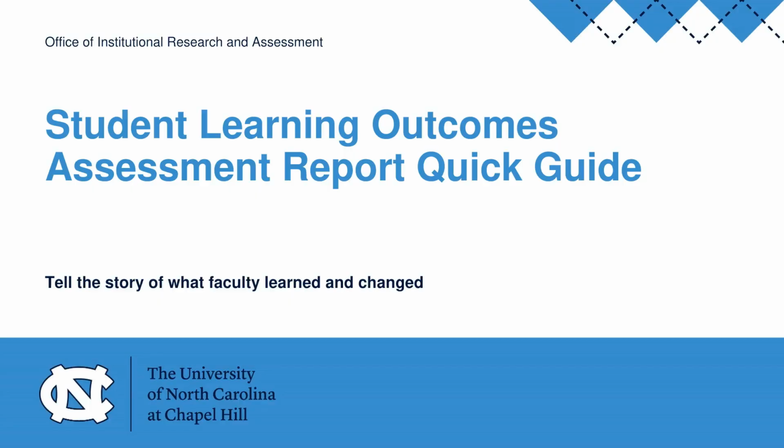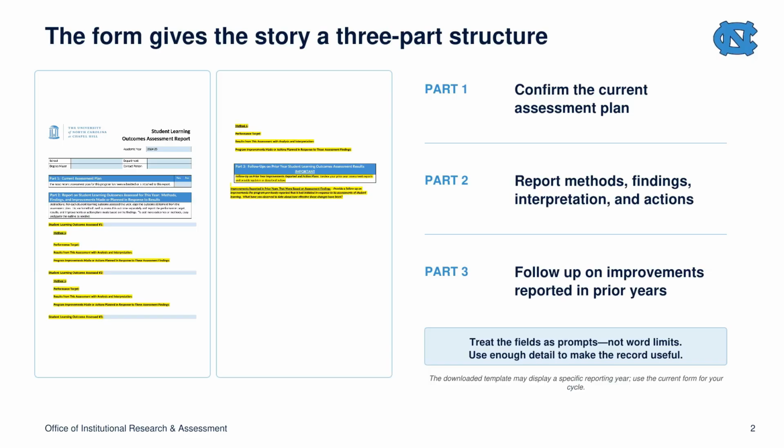Welcome. This guide from UNC-Chapel Hill's Office of Institutional Research and Assessment walks through the annual Student Learning Outcomes Assessment Report. A report is more than a form. It tells what faculty assessed, what the evidence showed, how they interpreted it, and what comes next. Write it so colleagues can follow that reasoning a year from now. Start with the academic year, school, department, degree, or major, and contact person.